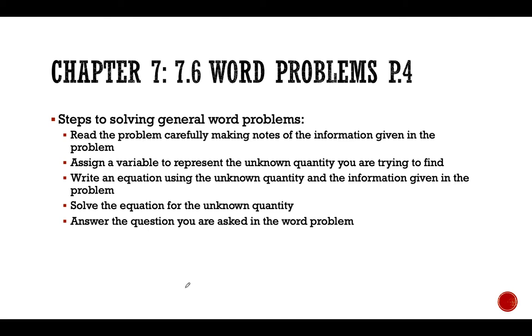Here are steps to solving general word problems. Read the problem carefully and make notes of the information that you're given in the problem, and then assign a variable to represent the unknown quantity. Now write an equation using the unknown quantity and the information given in the problem, and finally solve the equation for the unknown quantity. And be sure to answer the question that you're asked in the word problem.